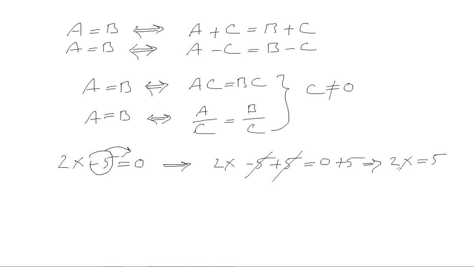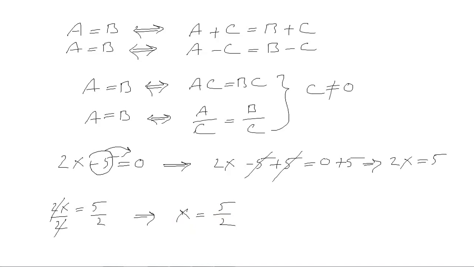When I am here, 2x equals 5, I still have the coefficient 2 which I want to get rid of. So what I need to do is divide both sides of this equation by 2. 2 is not 0, so I can divide both sides of the equation by 2. This way, the 2 cancels the 2, and I am left with x equals 5 over 2, and that would be my final answer, because now I have x completely isolated.